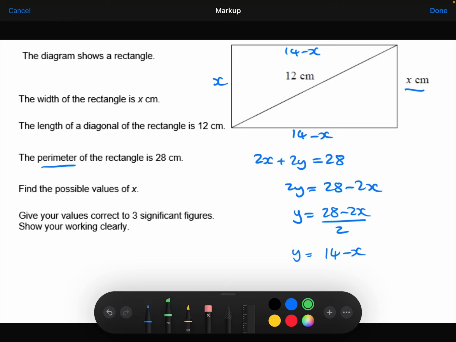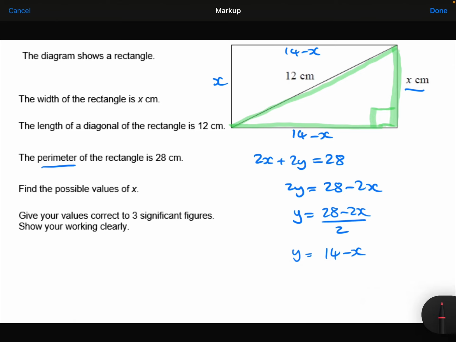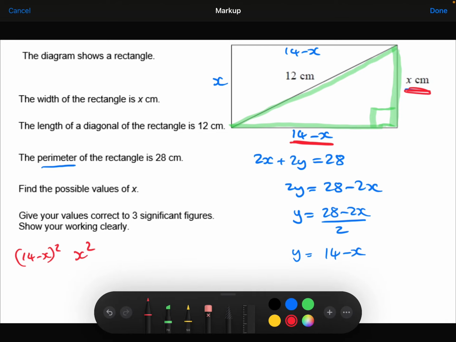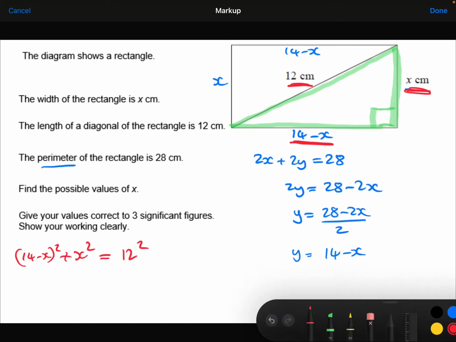Right, now to use the other piece of information in this question that we've been given, which is that the diagonal of this triangle is 12. Now, it's a rectangle, so I know it's a right-angled triangle. So I could do a little bit of Pythagoras here. I could say that (14 minus x) squared plus x squared is equal to the hypotenuse squared.